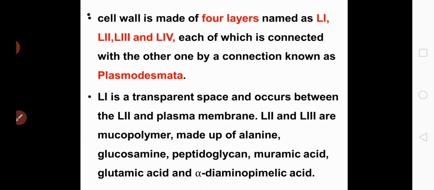Now L1 is a transparent space and it occurs between the L2 and plasma membrane. So L1 layer is transparent and it occurs between the L2 layer and plasma membrane. Whereas L2 and L3 are mucopolymer, that means they are made up of alanine, glucosamine, peptidoglycan, muramic acid, glutamic acid and alpha diaminopimelic acid. Okay, is that clear? So L1 layer is transparent and present between L2 and plasma membrane, whereas L2 and L3 layers are made up of alanine, glucosamine, peptidoglycan, muramic acid, glutamic acid and alpha diaminopimelic acid.